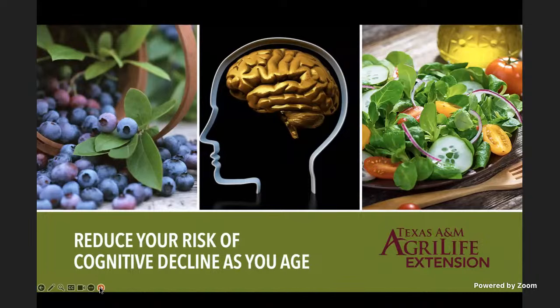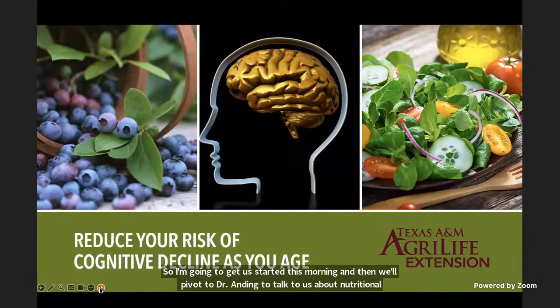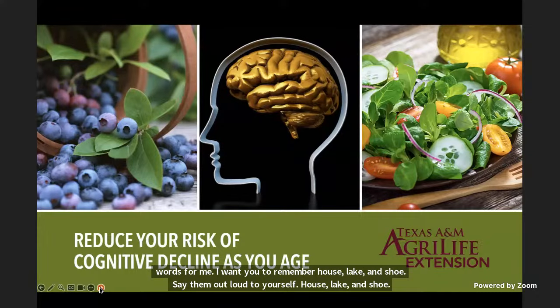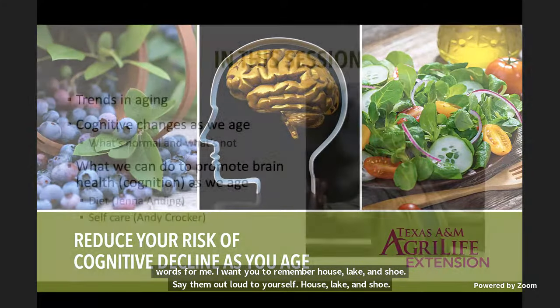But I want you to remember three words for me, okay? I want you to remember house, lake, and shoe. Say them out loud to yourself: house, lake, and shoe. The people in your office are going to think you've lost it a little bit because you're saying things out loud, those three words that don't really make any sense or have anything in common with one another. But house, lake, and shoe, and we're going to come back to those in a little bit.